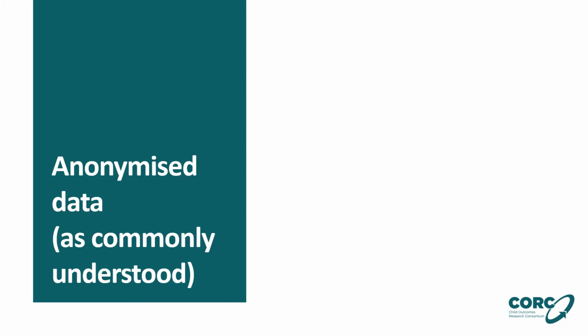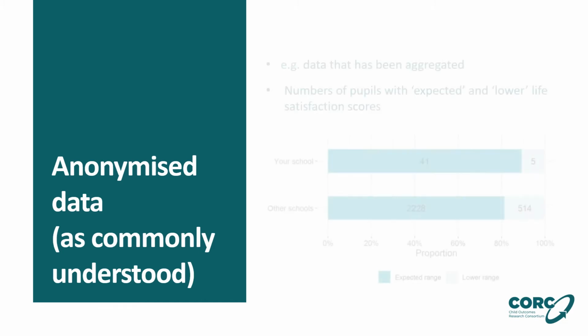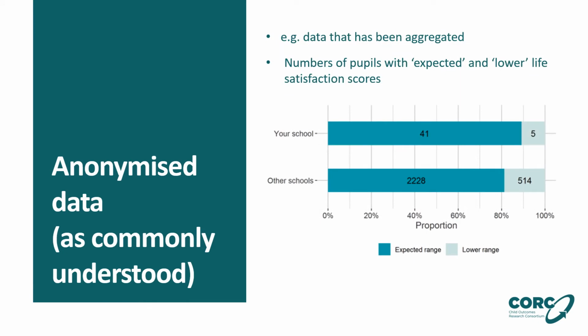Another way of turning identifiable data into anonymized data is to aggregate it. In the example here, the responses to survey questions about life satisfaction have been categorized into two ranges and the number of pupils counted in each range. These examples demonstrate that anonymized data may take the form of person-level data or aggregate data.